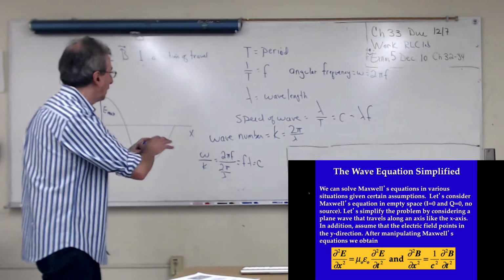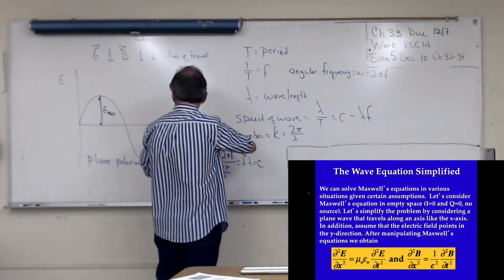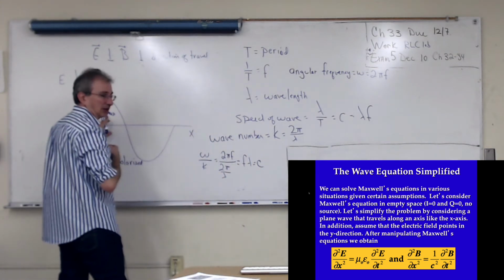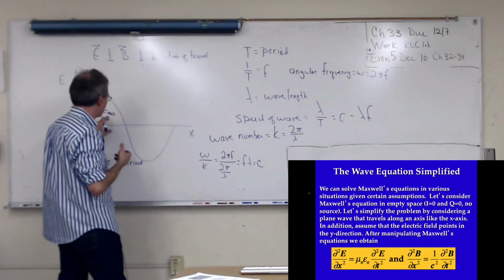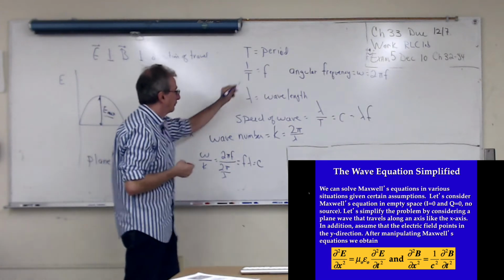So those are how we describe the wave. We describe the wave in terms of its maximum electric field or the magnetic field, but usually it's the electric field, its frequency, and its wavelength.